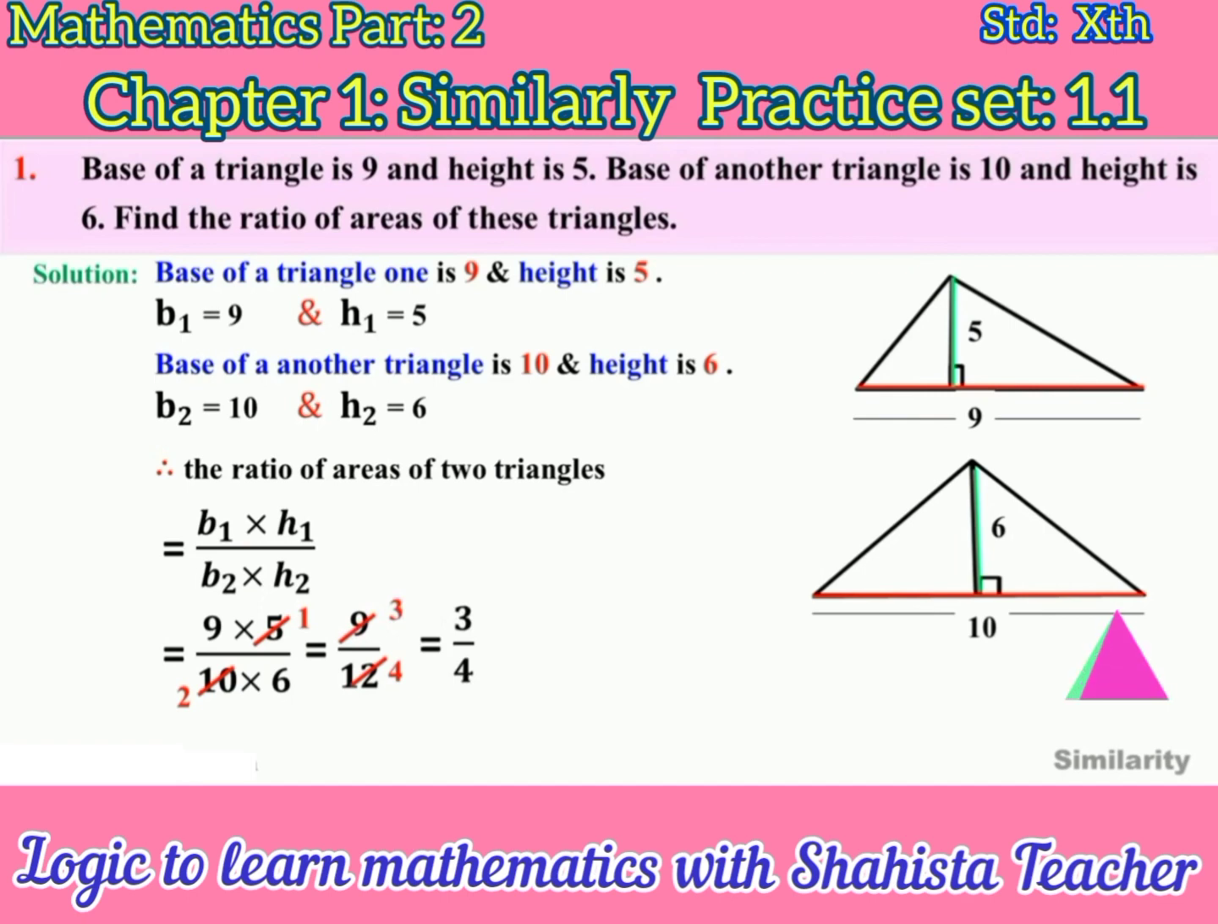So the ratio of the areas of these triangles is 3 upon 4. We write here: the ratio of areas of these triangles is equal to 3 upon 4. It is simple and easy to solve this type of question. Yes, my dear students. You have to solve this question in your Maths 2 notebook.